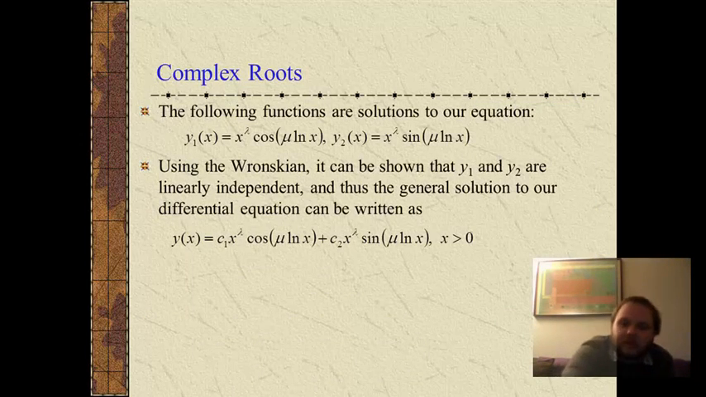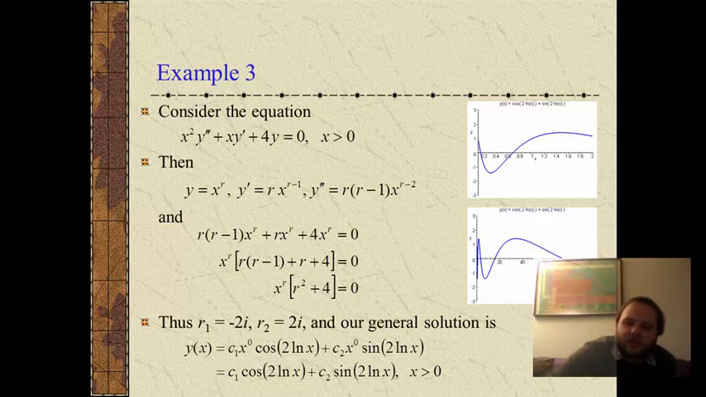So, since I know that my solution is of the form c1 x to the lambda cosine of mu natural log of x plus c2 x to the lambda sine of mu natural log of x, and x to the 0 is 1, I get c1 cosine of 2 natural log of x plus c2 sine of 2 natural log of x.